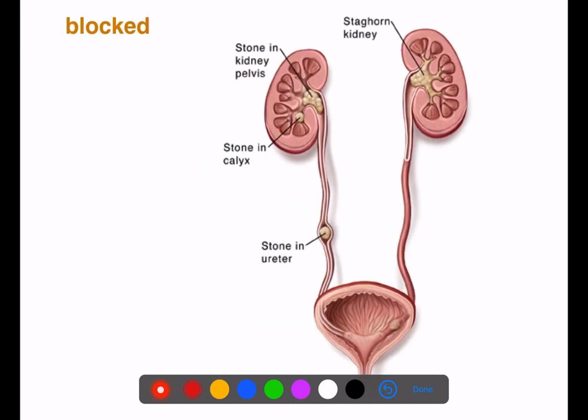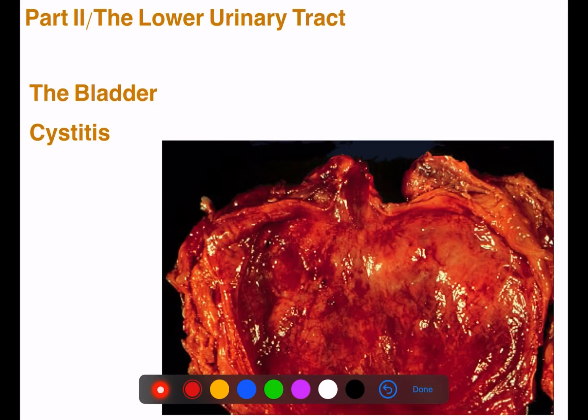The ureter suffers from blockage with a stone, which leads to dilation of the ureter in the site before the lodge location. Also, the ureter suffers from ureteritis, inflammation, as we see in pyelonephritis, when the bacteria travel through the ureter from the bladder to the kidney.